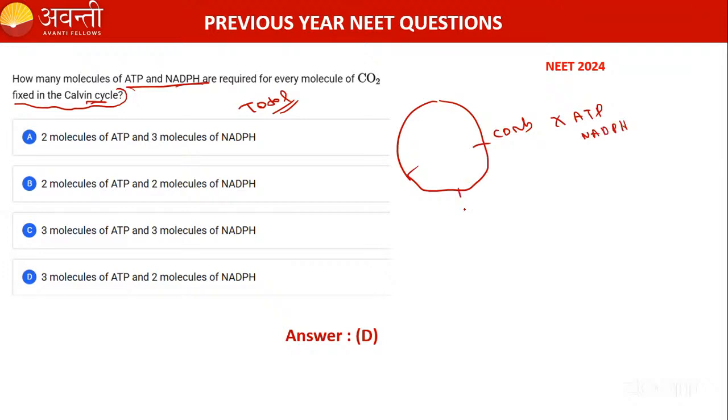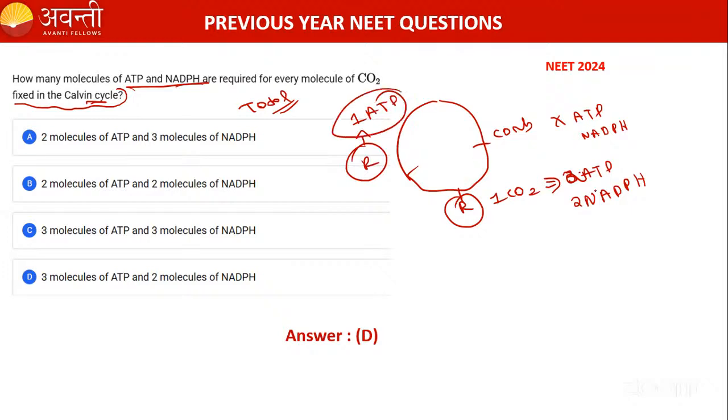Whereas the reduction process for one carbon dioxide molecule fixation, we require three. For the reduction, we require 2 ATP and 2 NADPH. Then regeneration, we require 1 ATP only. Overall, for the Calvin cycle, we require 3 ATP and 2 NADPH. So the correct answer is D.